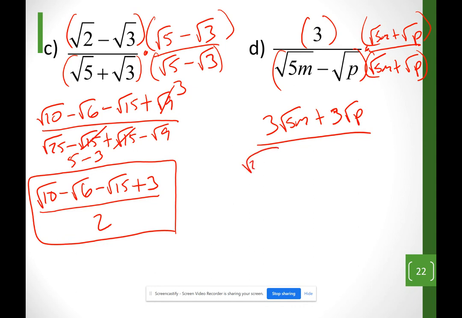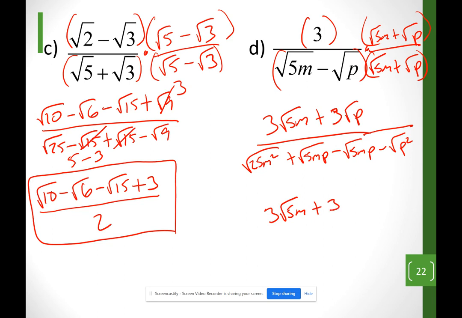radical 25m squared plus radical 5mp. Now let me distribute the negative radical p. So it gives me minus radical 5mp minus the square root of p squared. So when I see the top, there's nothing I can do. I'm just going to call this 3 square root of 5m plus 3 square root of p.